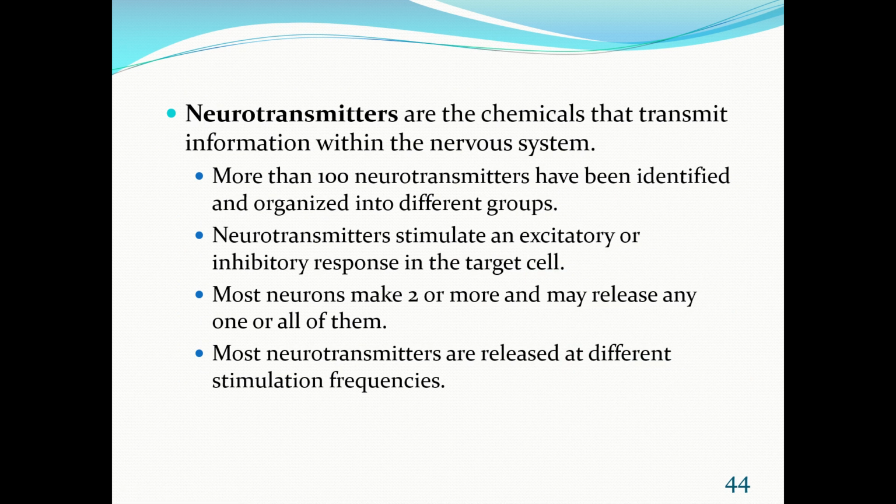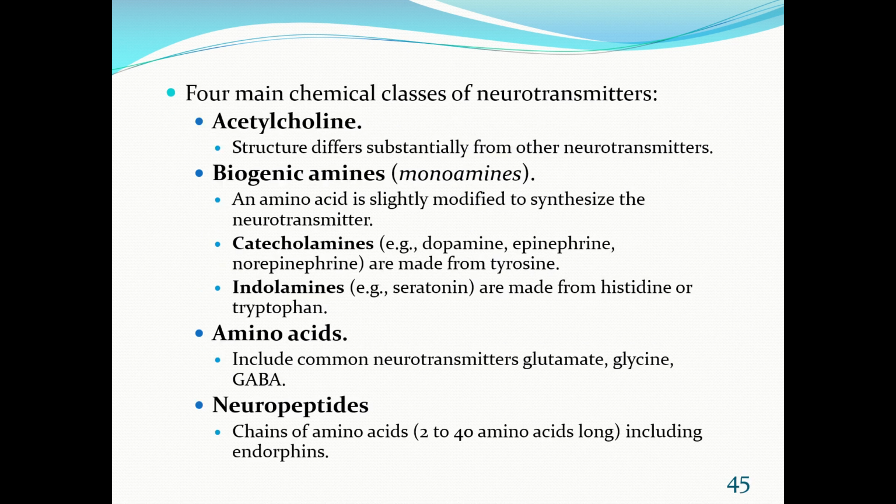Neurotransmitters are the chemicals that transmit information within the nervous system. More than 100 neurotransmitters have been identified and organized into different groups. Neurotransmitters stimulate an excitatory or inhibitory response in the target cell. Most neurons make 2 or more and may release any one or all of them. And most neurotransmitters are released at different stimulation frequencies. That's how the neurons can determine what's going to be released.